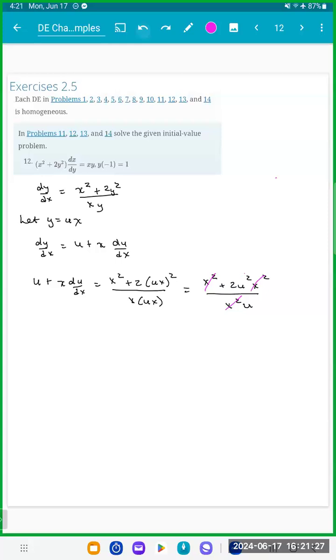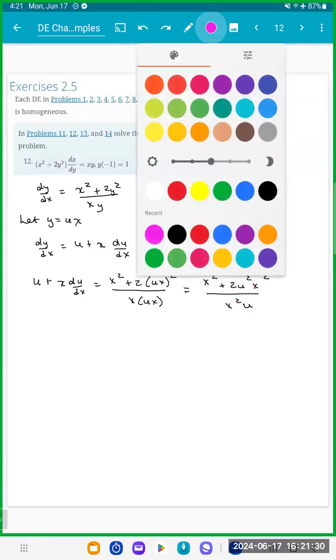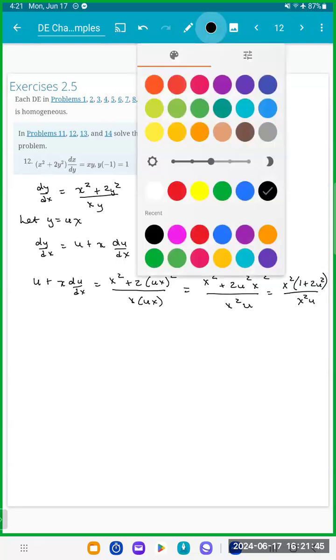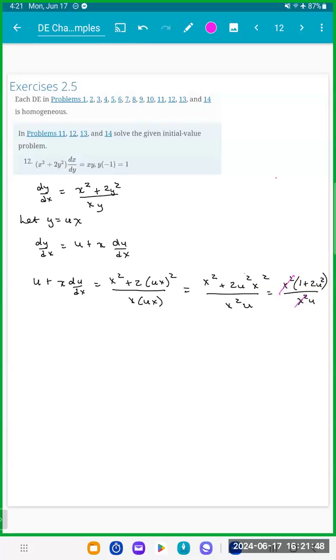Instead of doing that, I could have done one more step where I factor an x squared out of the numerator and leaves me with 1 plus 2u squared over x squared u. And then I would have seen I could have canceled it, and I end up with the same thing anyways. Okay. So that is the u plus x du dx, my left-hand side, is equal to 1 plus 2u squared over u for my right-hand side.